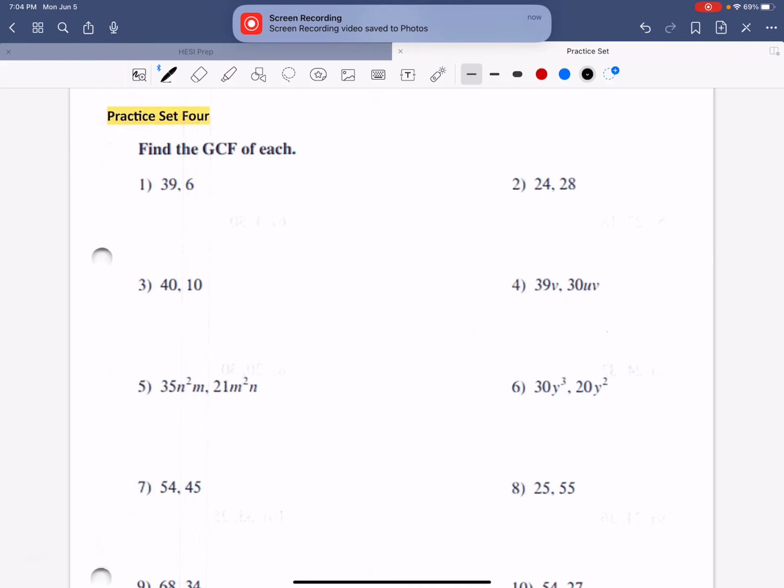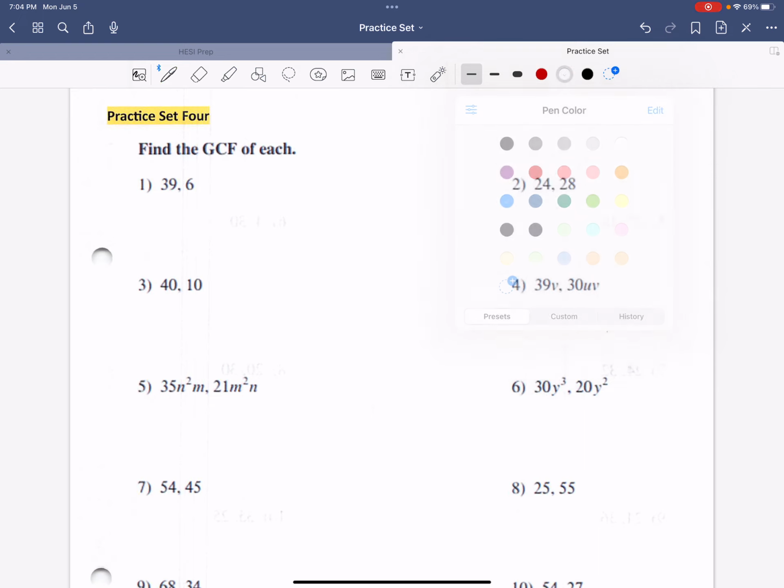I am going to try to work this one right here on this page. If it proves to be more than I can do, I will go to a sheet of paper, but I think I can make it work right here. Practice set 4. We are to find the greatest common factor, the GCF, for each set of these numbers.